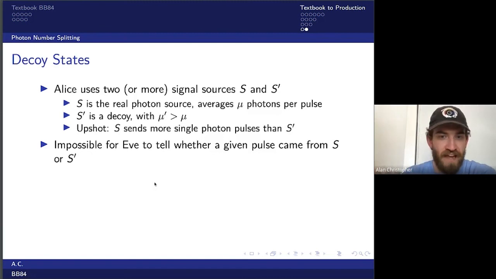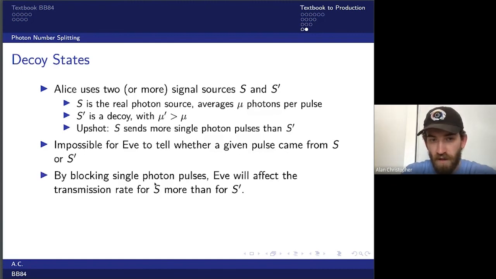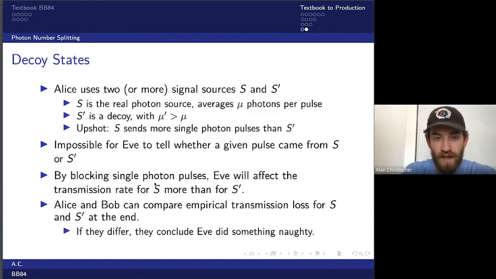And because Eve can't tell just from looking at a pulse whether it came from S or from S prime, if she starts preferentially blocking pulses with single photons in them, then she's going to induce more drop in S than she is in S prime. And we just said that. And what we can do then is compare the empirical transmission loss for things that were sent on S and things that were sent on S prime. And if they differ, we can conclude that Eve did something naughty.